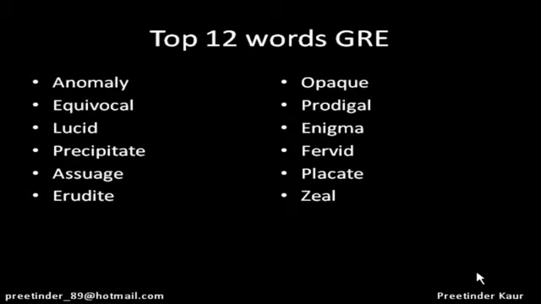And revising the top 12 words: anomaly, which is an abnormality; equivocal, that means neutral; lucid means very clear; precipitate, just like precipitation, means to fall down; assuage is the same as placate, means satisfy; erudite means knowledge; opaque, something that does not allow light to pass through it; prodigal, wasting; enigma is a mystery; fervid, intense emotion; placate, satisfy; and zeal is enthusiasm. Let's move to the next list, which is the next top 20 words of the GRE.